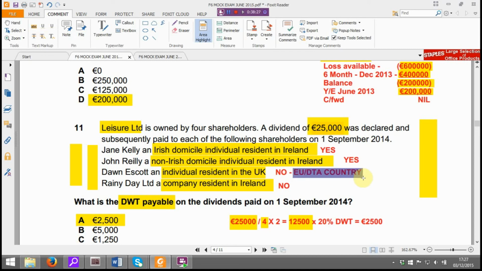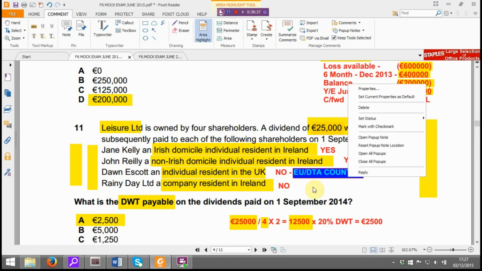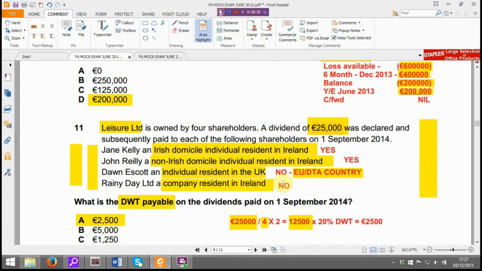So basically there is no DWT payable in respect of an individual who's living in one of these countries, of which UK is one. The second point here, and again, I guess it's just rote learning again, is that DWT isn't payable in relation to a company resident in Ireland. So really these 2 were just irrelevant, and whether or not we were able to fathom that out, as I say, it's a tricky little question.